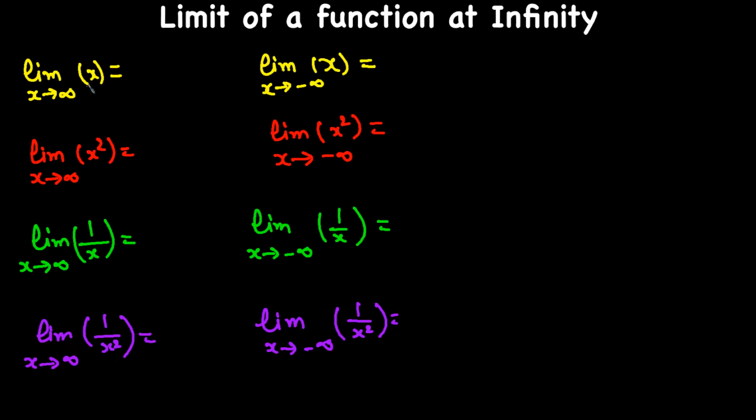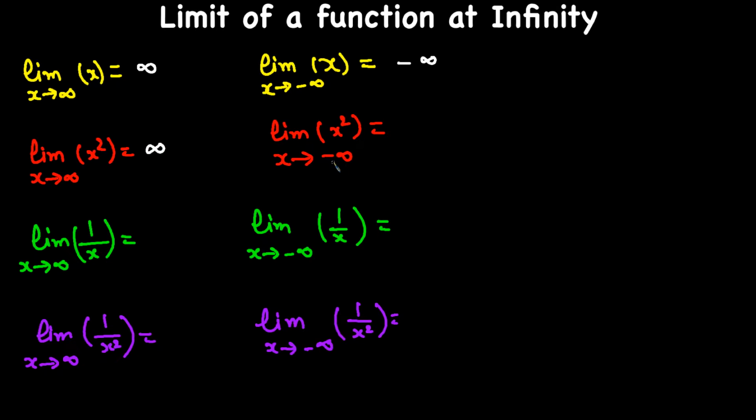So first of all, let's say you got x and x approaches infinity. That's obvious. The limit of this function is going to be positive infinity, and if it's approaching negative infinity, then it's going to be negative infinity. Okay, and if we got the function x squared and x approaches infinity, the limit of this function is going to be infinity squared, which gives just positive infinity.